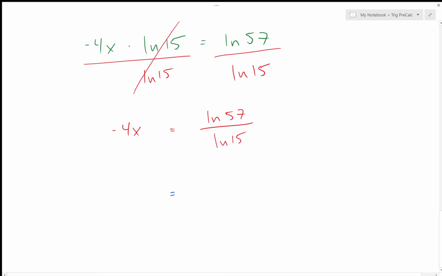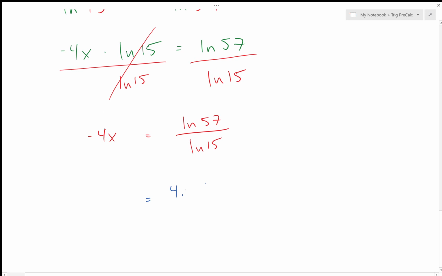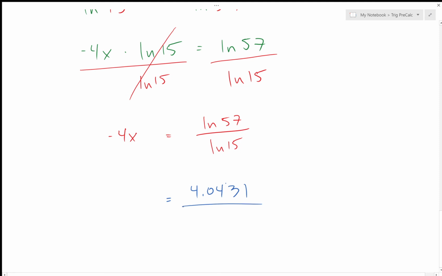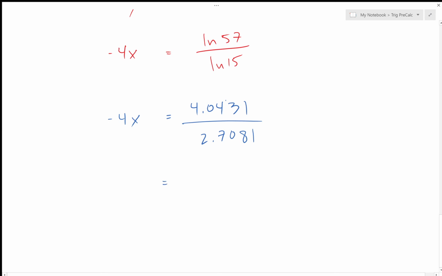So ln of 57 is 4.0431, okay, and ln of 15 comes out to 2.7081. Alright, if you can put all those in the calculator at the same time, you should be good to go. Because if you're able to do everything at once, then you're not rounding any of the numbers. So that comes out to a 1.493.